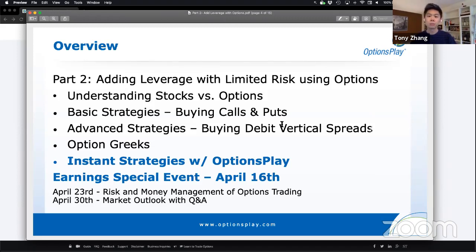But at the end of the day, you don't necessarily have to know how to calculate the Greeks in order to trade options, but it's good to know it from a conceptual perspective so that when you come across it, you know what they mean.